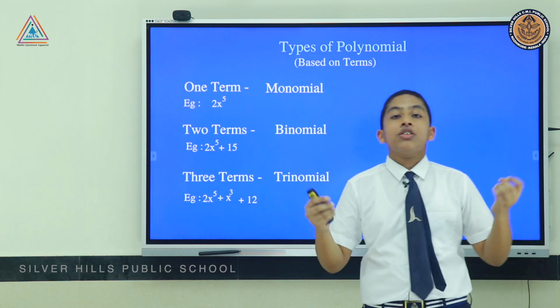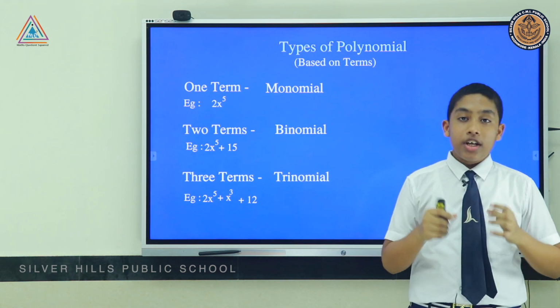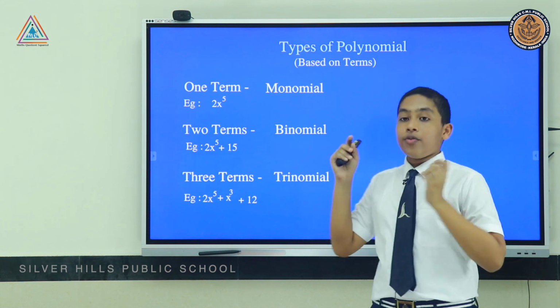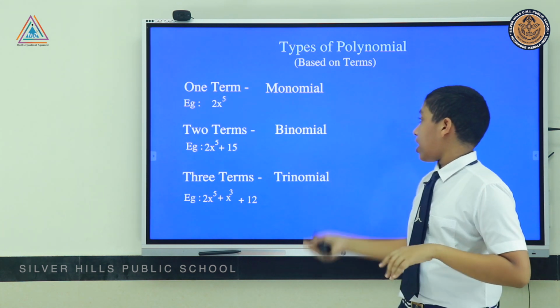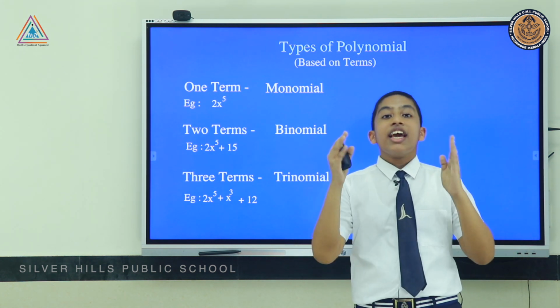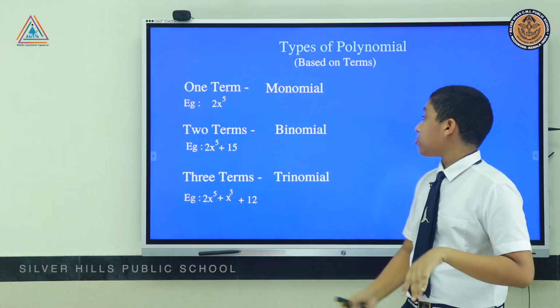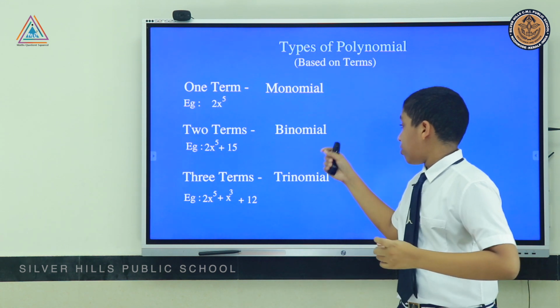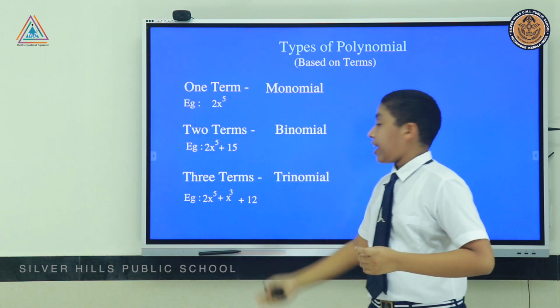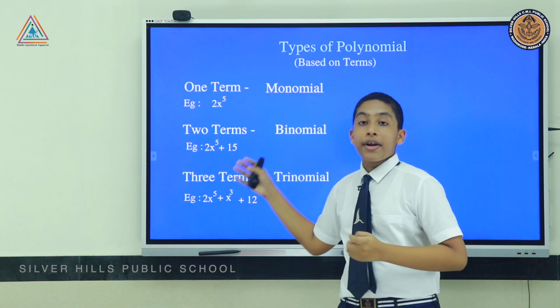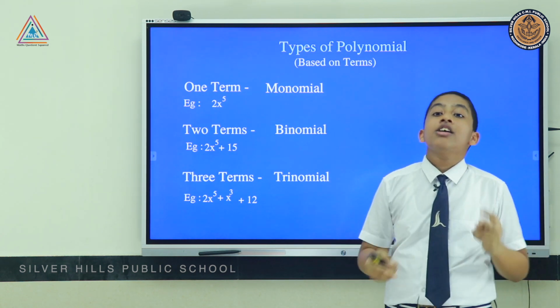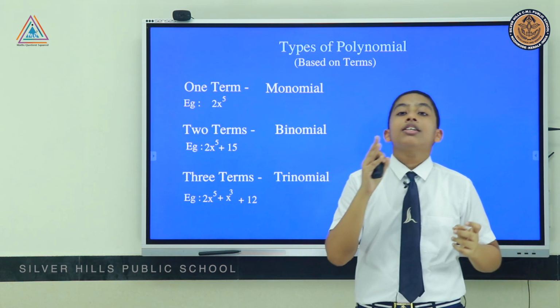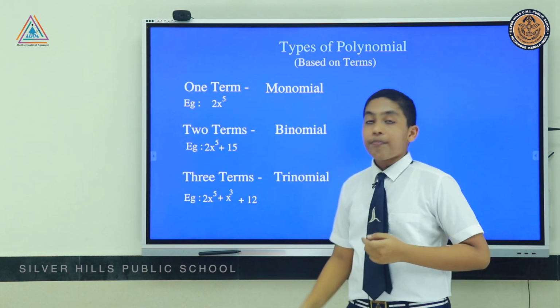So let's know the types of polynomials based on their terms. Any expression with 1 term is known as a monomial, and any expression which has 2 terms is known as a binomial. For example, 2x raised to 5 plus 15. It is clearly visible that the plus symbol is separating this expression into 2 parts. So such an expression which has 2 terms is known as a binomial.